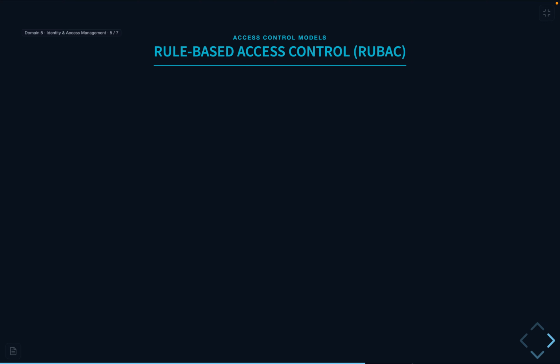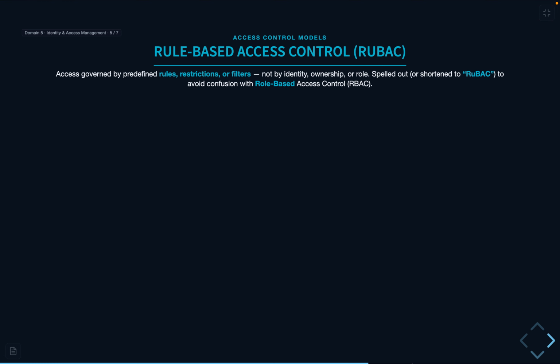This is the fifth video in the video series covering access control models, and in this video I will discuss the rule-based access control model, or RuBAC, in which the access is governed by predefined rules, restrictions or filters, not by the identity of subjects or ownership of objects or the role or the group membership of subjects.